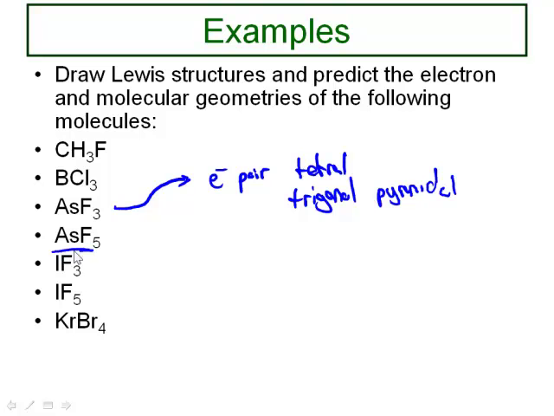What about arsenic pentafluoride? What would that guy's electron pair geometry be? Trigonal bipyramidal. What about its molecular geometry? Same thing, trigonal bipyramidal. IF3. What's the electron pair geometry? Trigonal bipyramidal. What's the molecular geometry? T-shape. Yeah. What about IF5? Octahedral electron pair geometry. What's the molecular geometry going to be, Kai? Square pyramid? Yes. Square pyramidal.